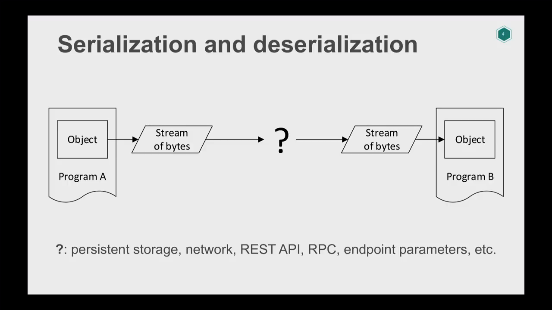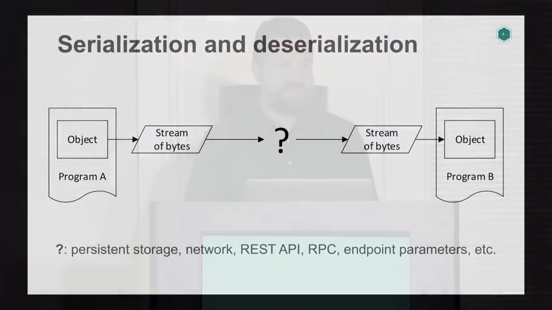So imagine you have a program with some kind of object in the memory, and that program wants to send that object to another process or another program. The way it's usually done, that object is converted to some kind of byte stream, and that byte stream goes over a communication channel, which could be a network or even a disk or some kind of API call. And on the other end, that byte stream is converted back to an internal representation of the object in another program. These two processes are called serialization and deserialization. This is a very easy concept.